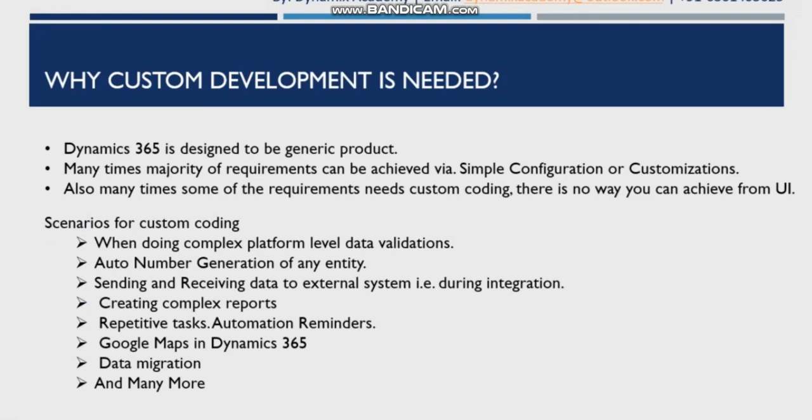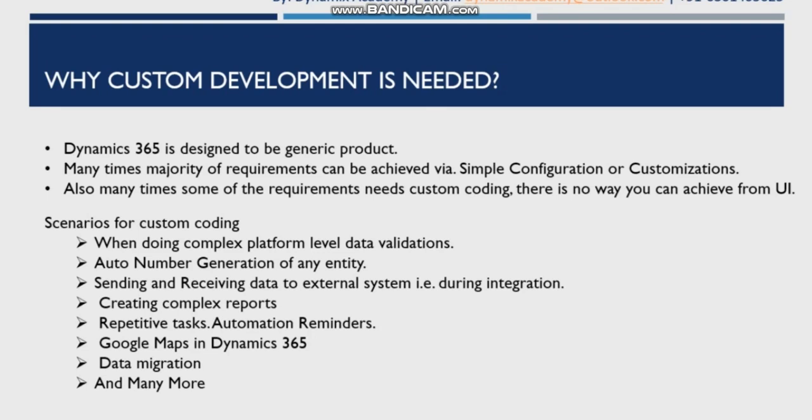Dynamics 365 was designed to be a generic product that will meet the requirements of different companies working in different sectors. For example, a Dynamics 365 instance can be implemented for a hospital, which is part of healthcare services, and the same Dynamics 365 instance can be utilized by insurance companies. Both are different verticals and serve different purposes, but Dynamics 365 was designed to be a generic product. So there will be many times when all the features that a particular sector or company needs will not be fulfilled by the out of the box features of Dynamics 365.